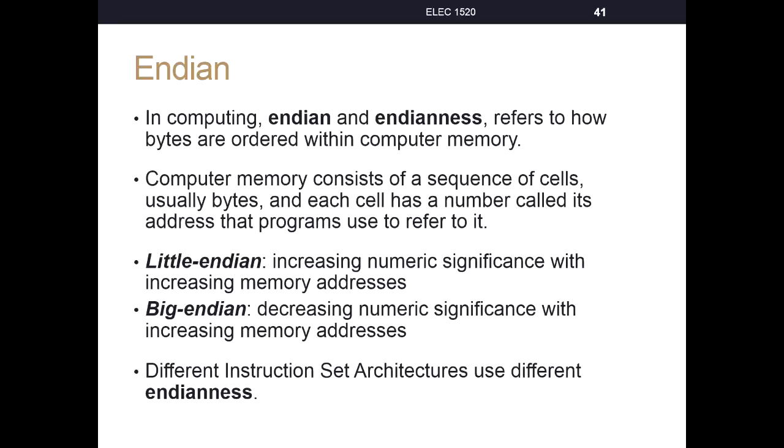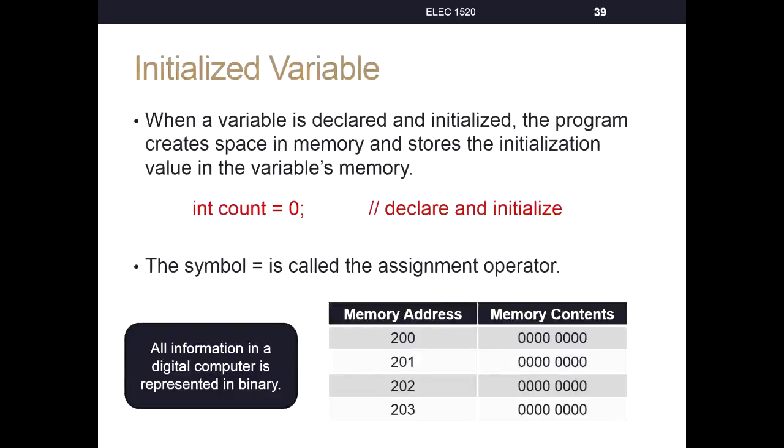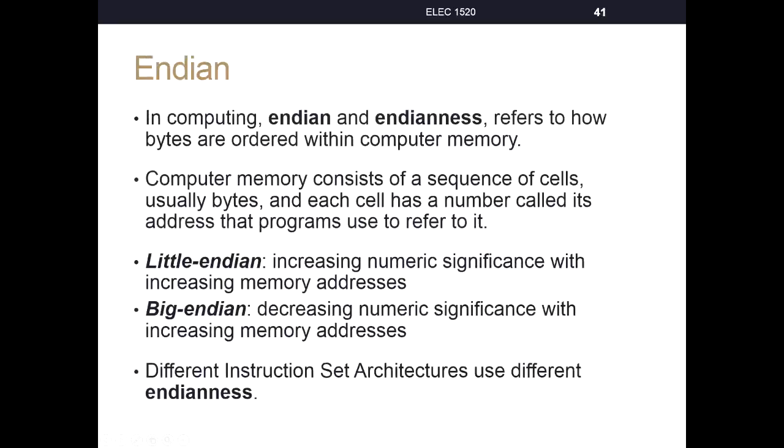Remember, computer memory is just a sequence of bytes, and each byte has a number called its address that programs refer to. Back up in our table, we had this very short segment of memory that had 4 bytes in it, with memory addresses of 200, 201, 202, 203. These are 4 separate byte addresses, and each could store 1 byte or 8 bits. That's what we mean by each cell having a number called its address that programs use to refer to it.